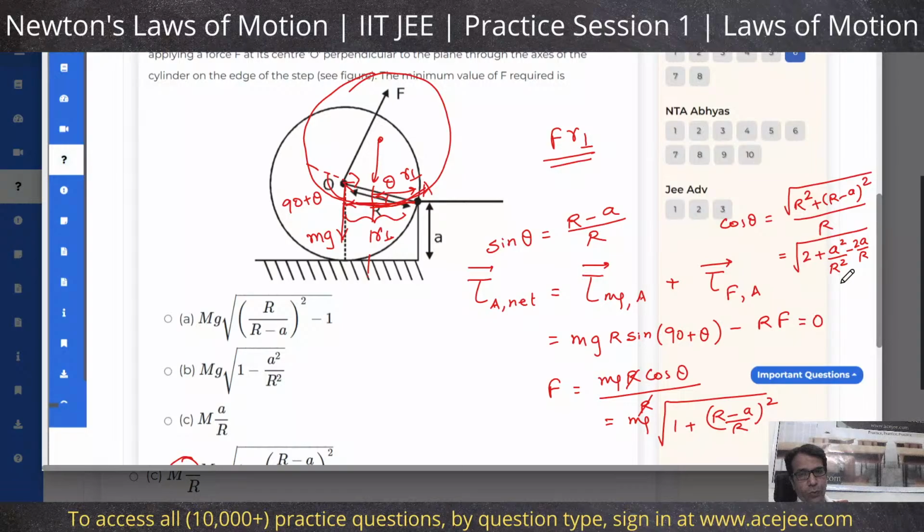So the torque due to mg about A is mgr sine 90 cos theta, and the torque due to force F is R. So we said let's find out how much force is needed to just counter the torque. That came out to be mg cos theta, or mg times 1 plus (r minus a by r) squared. Anything more than this force is an overkill. Anything less than this, you will not have enough torque to counter the gravitational pull of mg, and hence the cylinder will not lift up.